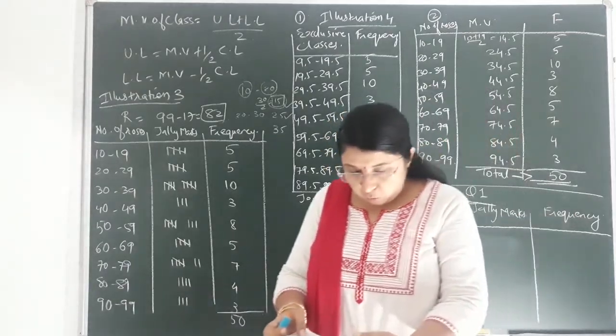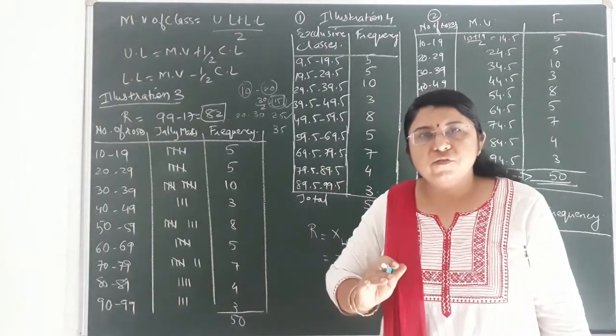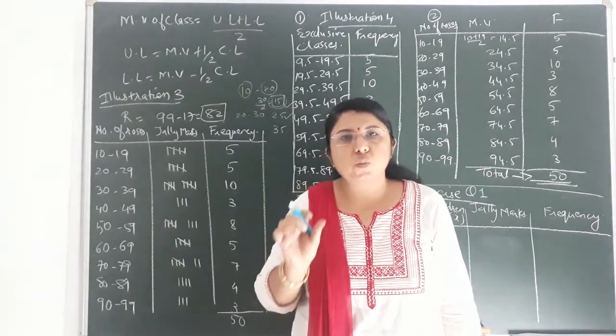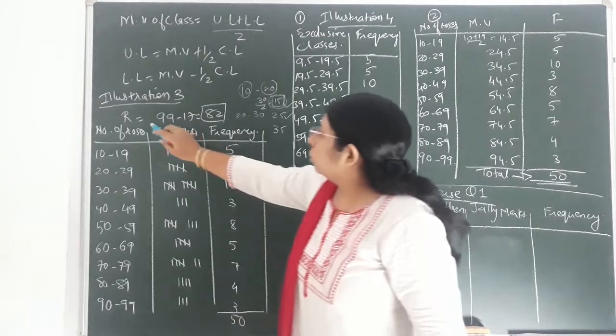Now we have to find out first of all the range, whether it is done by discrete frequency distribution or by continuous frequency distribution. The first point is to find the range. So you can see I found the range over here.